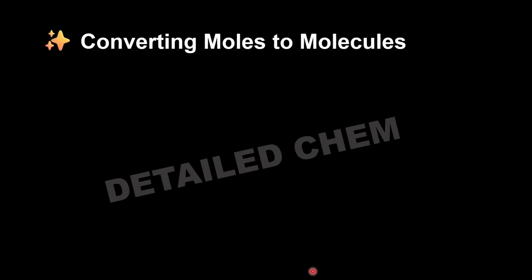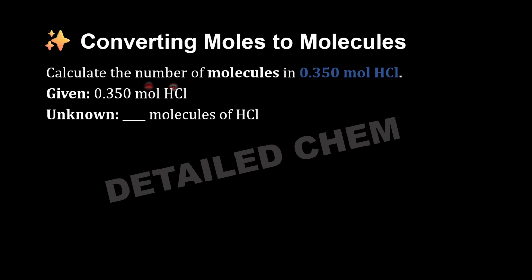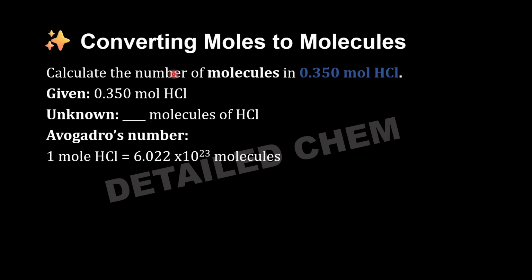Example number 2 is all about converting moles to molecules. Calculate the number of molecules in 0.350 mole of HCl. The given is 0.350 mole of HCl, and our unknown is the number of molecules. Then we use Avogadro's number: 1 mole of hydrochloric acid is equal to 6.022 times 10 to the power of 23 HCl molecules.